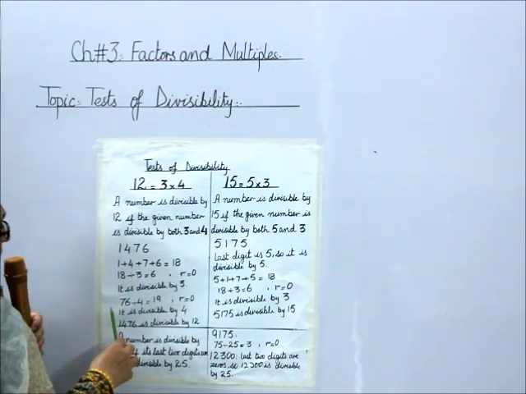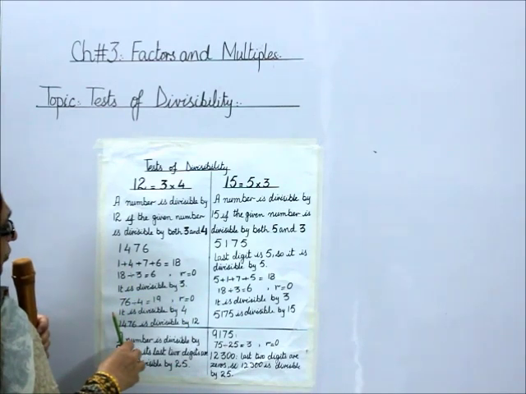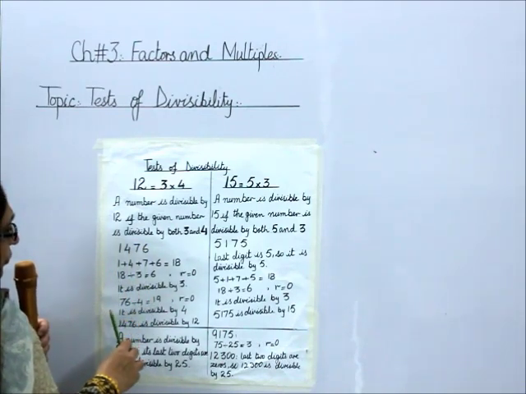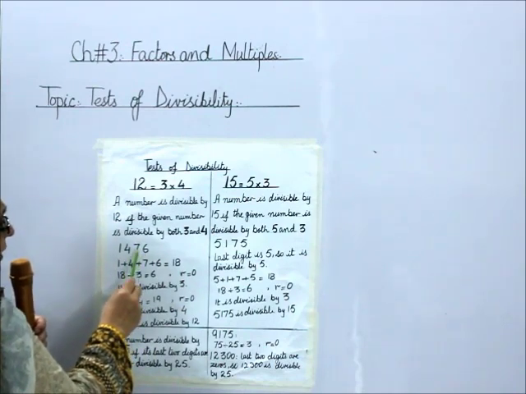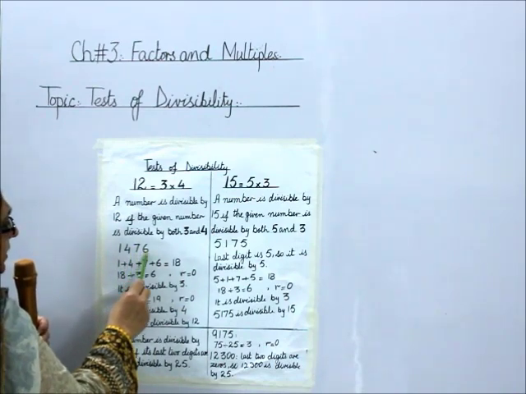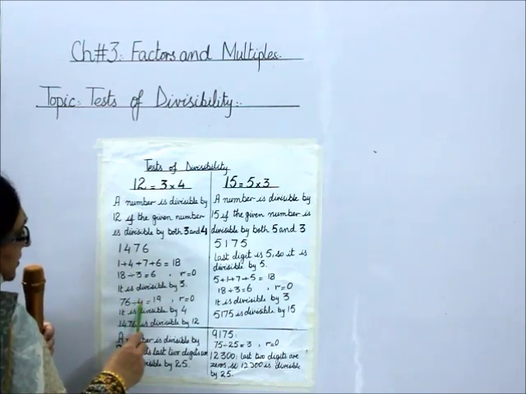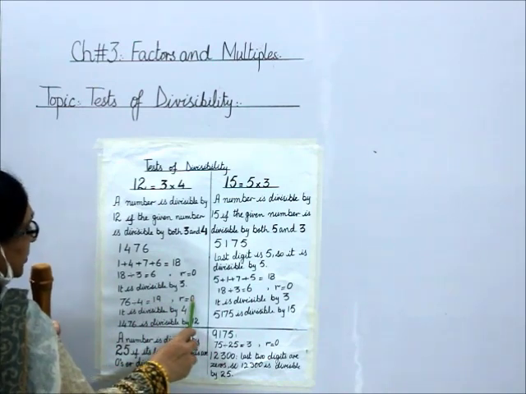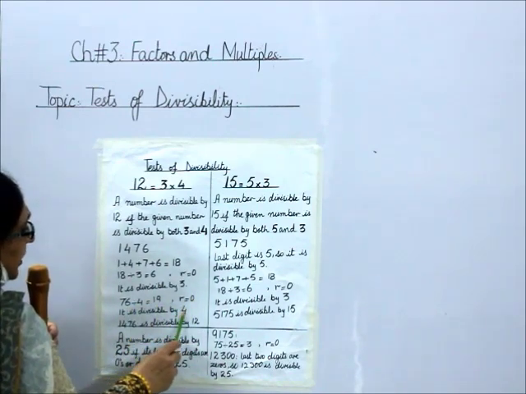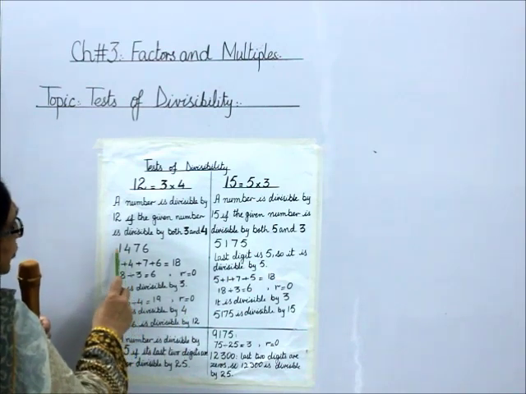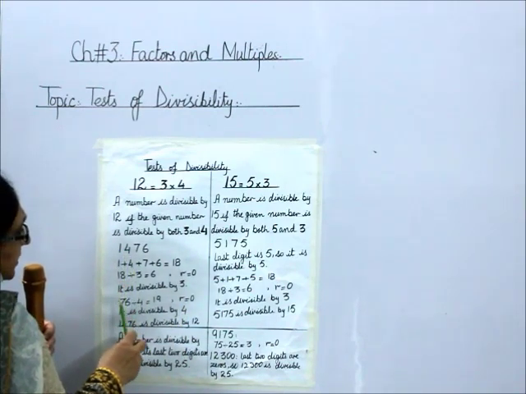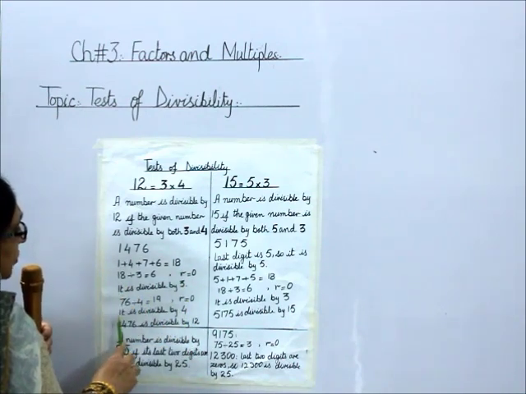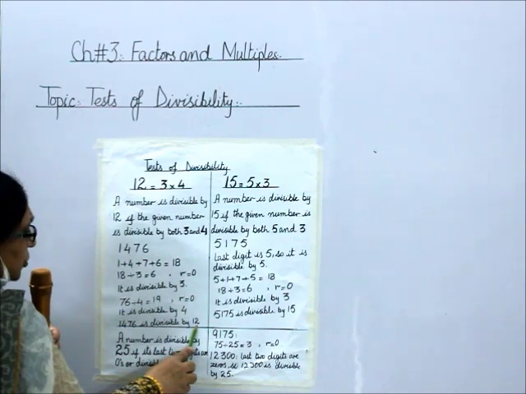Now let's apply the second rule, that is divisible by 4, and the rule says that the last two digits must be divisible by 4. Here the number formed by last two digits is 76. If we divide 76 by 4, the quotient is 19 and the remainder is 0. So 76 is also divisible by 4. So you can see that 1476 is divisible by 3 and by 4. So it is also divisible by number 12.